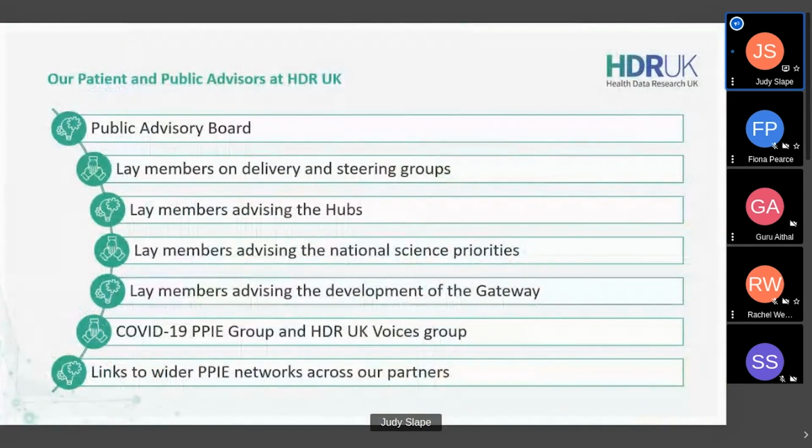At Health Data Research UK, we have a number of patient and public groups. We have our Public Advisory Board, who oversee all of the work of HDR UK, and then we also have specific delivery and steering groups with lay members. So we have an overarching group known as the Public Advisory Board, but then on lots of different projects and programs, we'll have specific smaller groups of lay members to work with us.